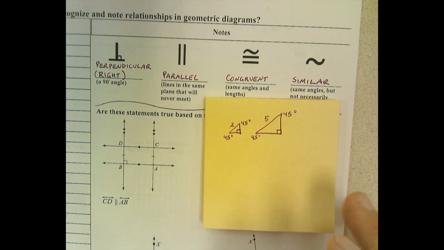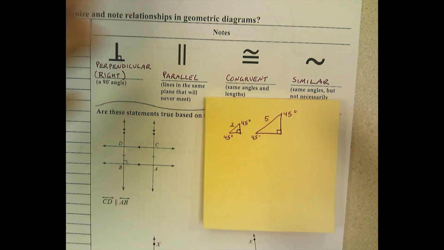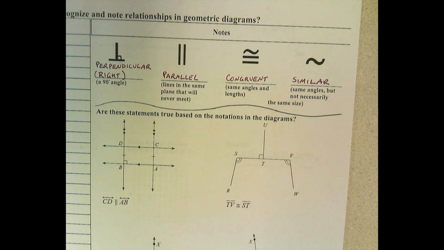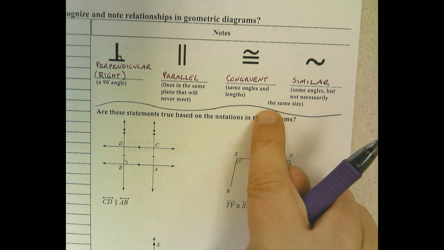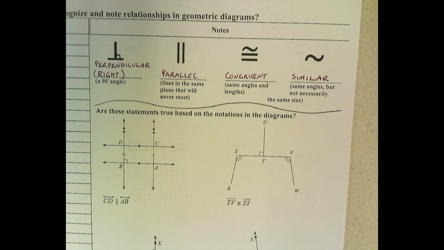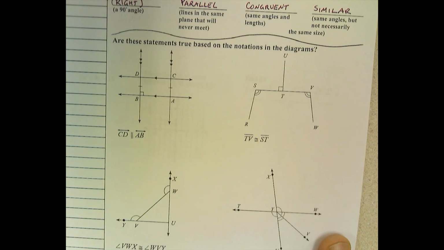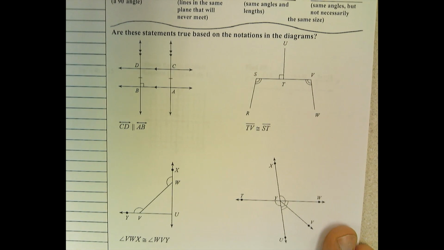So similar means that you can zoom in or zoom out on the shape and it would be similar looking. But same angles, but not necessarily the same size. Okay, we're going to check to see if these statements are true or false based on the diagram.